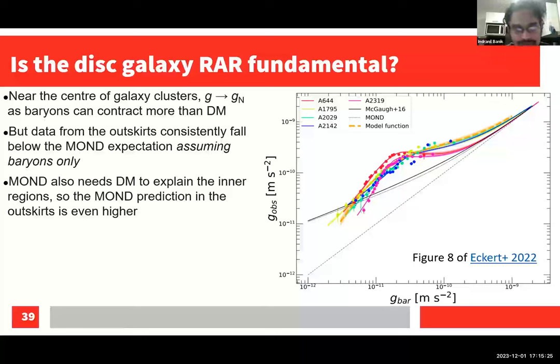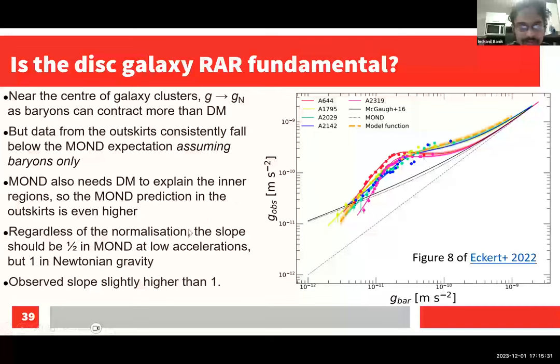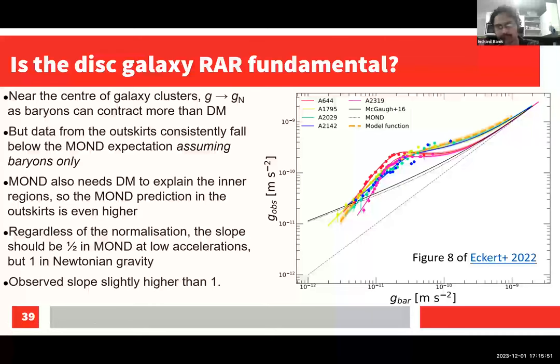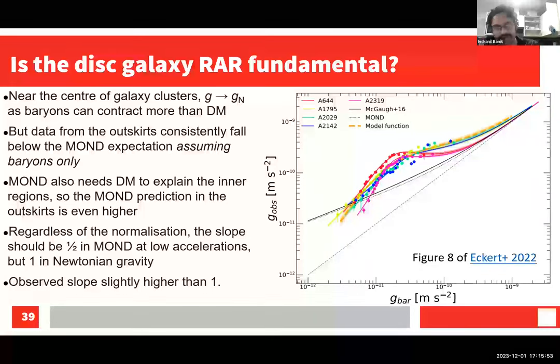What I was going to say is that, in a more general way of thinking about this, the slope on log-log axes of g against GN should have been half at low accelerations in MOND, whereas it should be one in Newtonian gravity, but the normalization could be higher if there's dark matter. Clearly, the observations strongly prefer a slope of one, if not slightly higher even. So this is a very serious problem for MOND in the low acceleration outskirts of galaxy clusters.